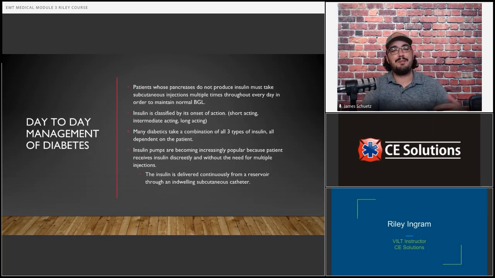Day-to-day management of diabetes. All right. Patients whose pancreases do not produce insulin must take subcutaneous injections multiple times throughout every day in order to maintain normal blood glucose levels. Insulin is classified by its onset of action. You've got your short acting, intermediate acting, and long acting. We talked about that long acting in our case study, right?